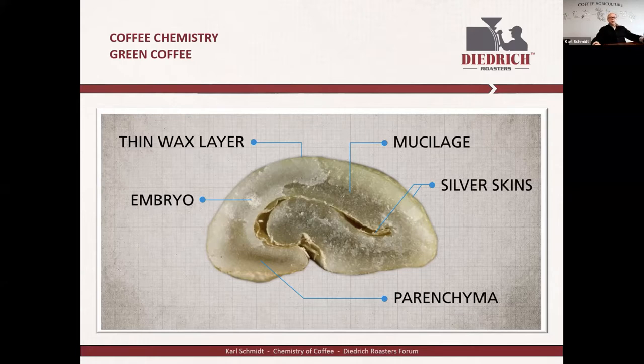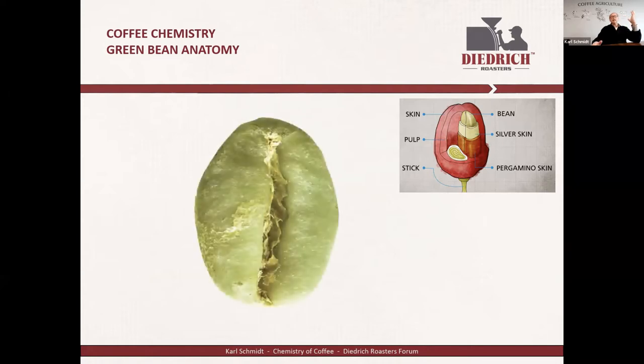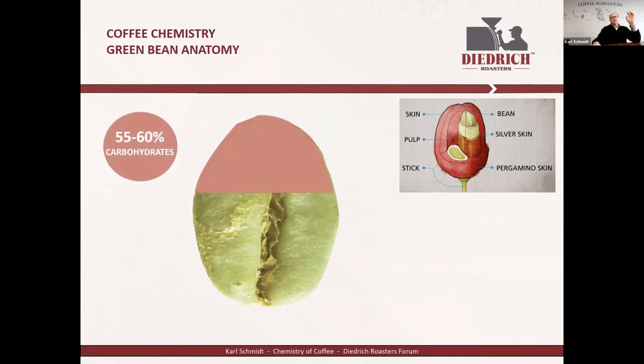Let's go to the process of roasting, just recalling what we're looking at. What constituents do we have available when we're charging a roaster with coffee? You see here again the bean, the structure with the skin, the pulp, bean silver skin, pergamino, and that is all within this coffee bean that is being presented to us.